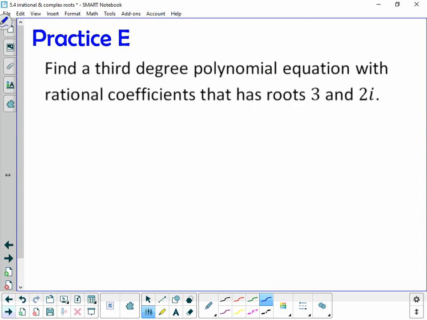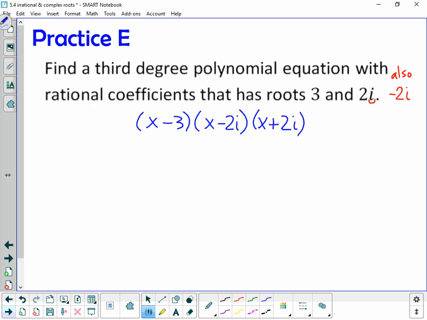Let's just practice one more of those and then we'll be finished. Find a third degree polynomial equation with rational coefficients that has roots of 3 and positive 2i. Well, remember, if it has an imaginary part, it comes in a set. It comes in a pair, so we know that we also have negative 2i. So if we write out a factor to go with each of those roots, we have x minus 3, x minus 2i, and x plus 2i.